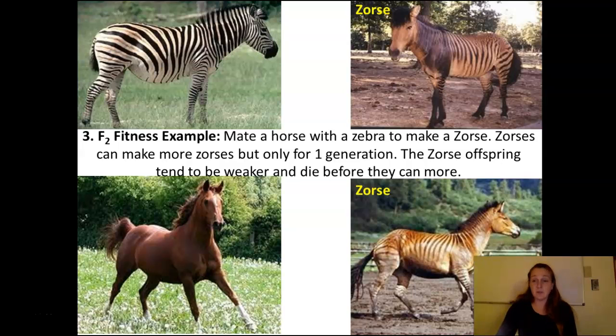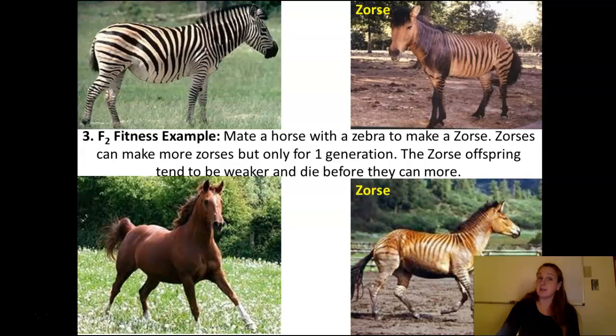The two zorses will make offspring, so you can have zorses make more zorses, but the problem is that the F2, those zorse kids, are all going to be very, very sick and very ill and not make it to reproductive maturity. So in this case then, your horse and zebra can make an F1 generation, the zorse. The zorses can make F2s, but those F2s are probably going to die before they can make any more zorses.